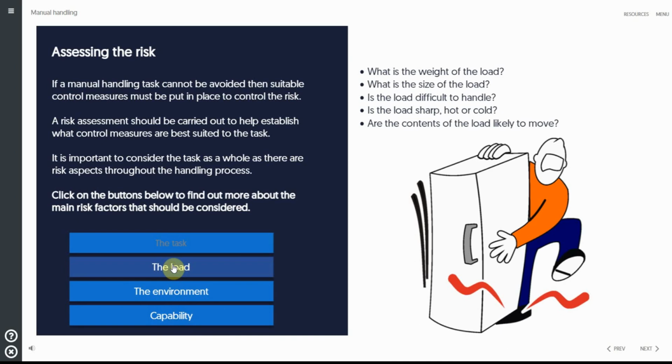The load. What is the weight of the load? What is the size of the load? Is the load difficult to handle? Is the load sharp, hot or cold? Are the contents of the load likely to move?